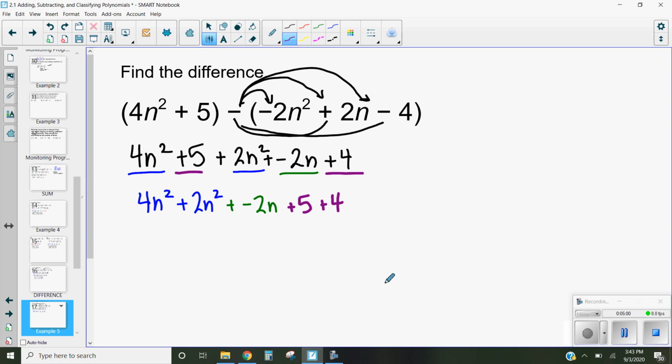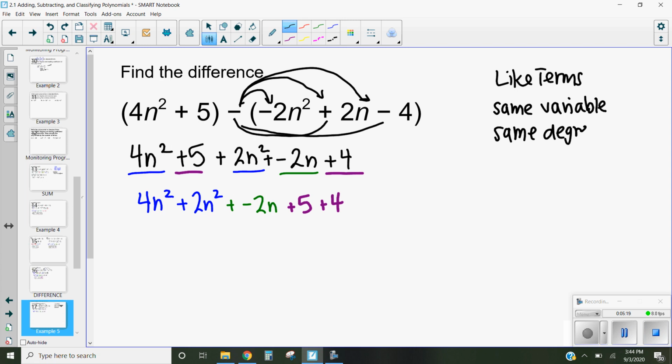Remember, in this case, my terms that are alike are the same color, but like terms, remember from the previous video, means they have the same variable and they have the same degree. And that degree, remember, is our exponent. So they have to have the same degree and that same exponent. Then when we combine them, remember, we're going to add the coefficients.